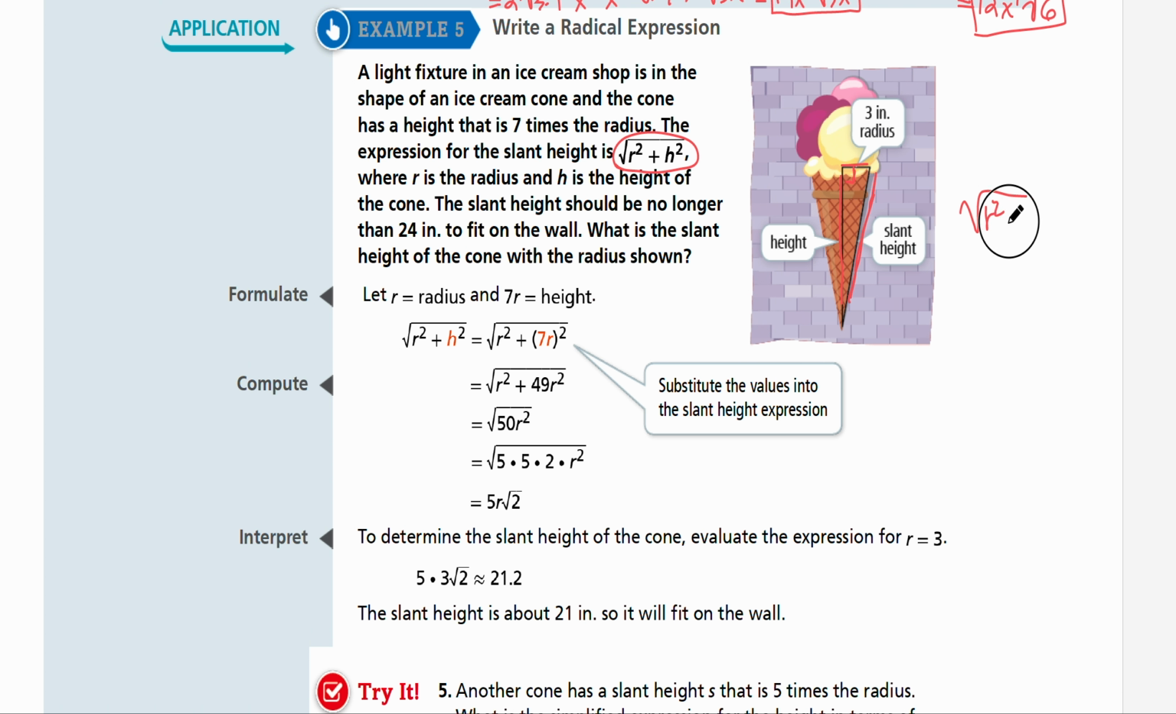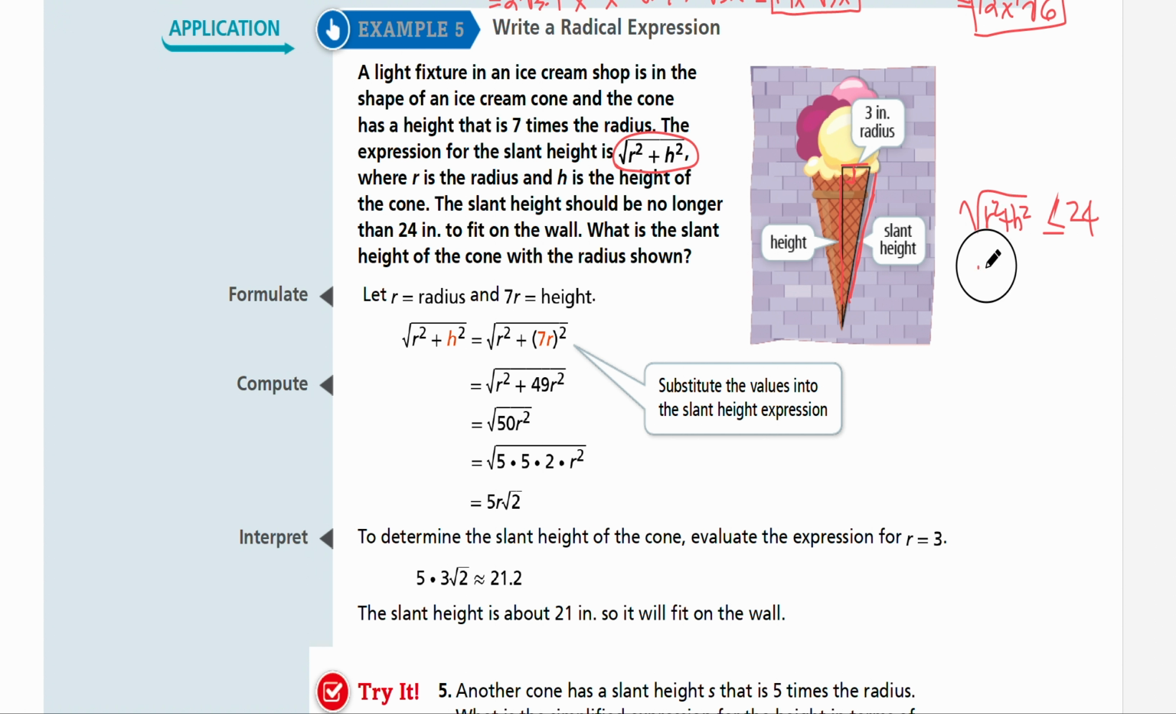So this is actually an inequality solution where it should be no longer than, but it could be equal to 24, right? But it can't be longer than that, 24 inches. So here, it's already shown that the radius is 3. So we want to check if it's true that it's smaller than 24 inches.